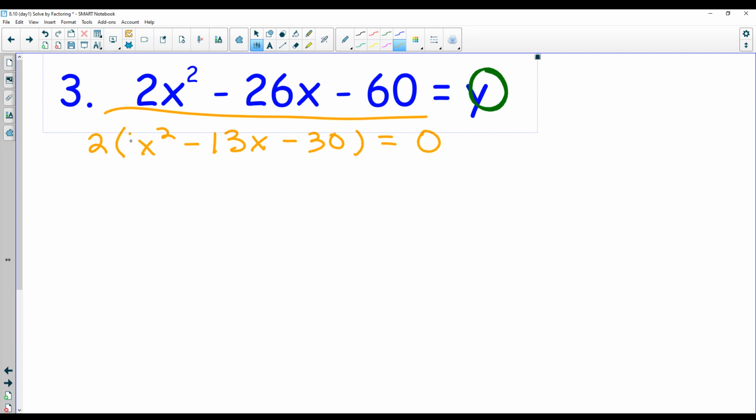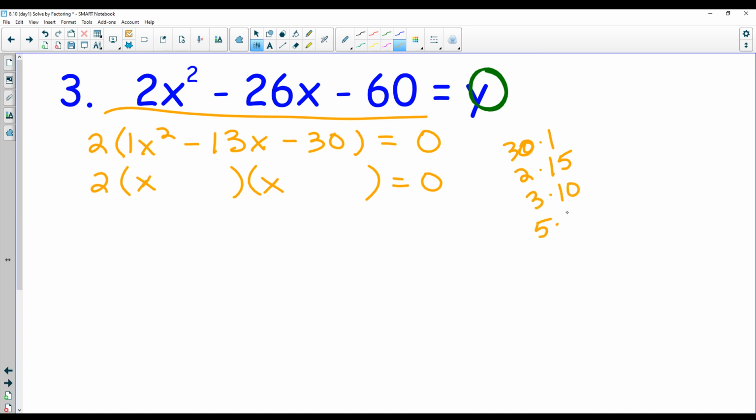This is nice because that brings that down to a 1. And so that decreases our options here. This has to be 1x and 1x. And then for 30, it could be 30 and 1. It could be 2 and 15. It could be 3 and 10, 5 and 6. We have lots of options here. One of them has to be negative, and I gotta get a 13 in the middle.